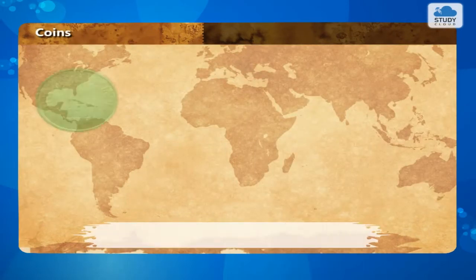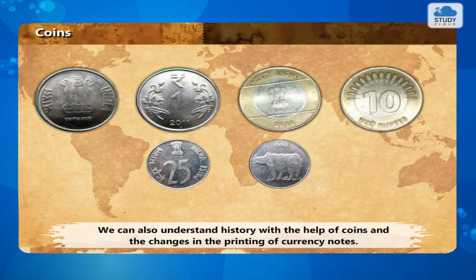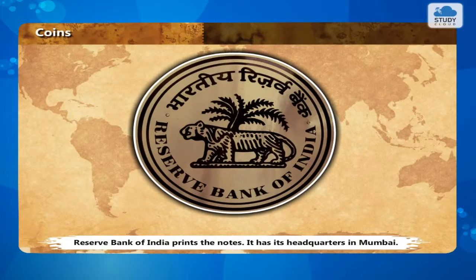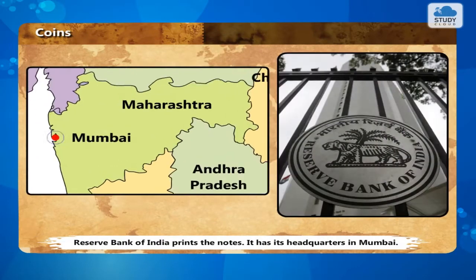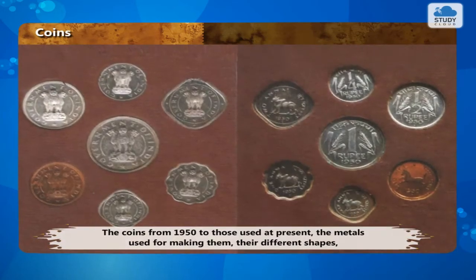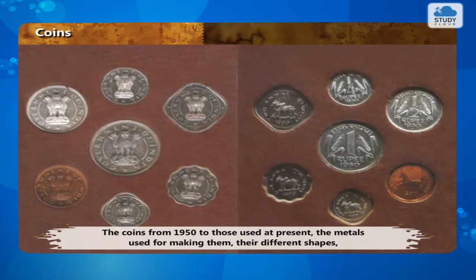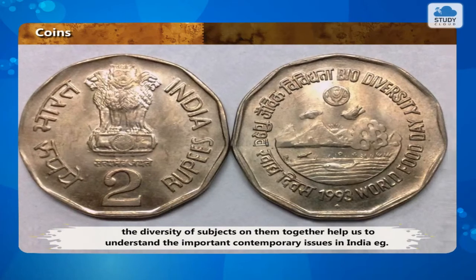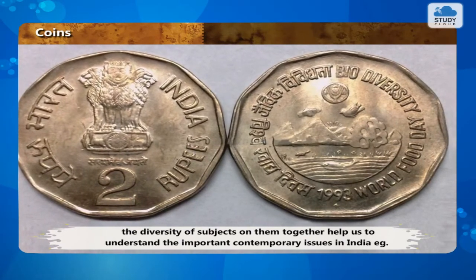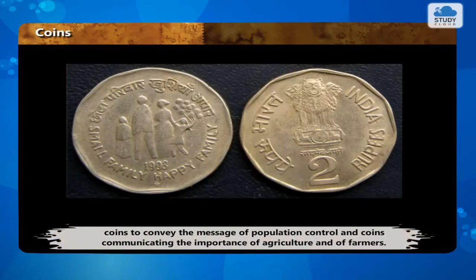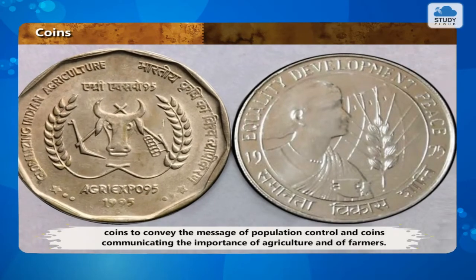Coins. We can also understand history with the help of coins and the changes in the printing of currency notes. Reserve Bank of India prints the notes. It has its headquarters in Mumbai. The coins from 1950 to those used at present, the metals used for making them, their different shapes, the diversity of subjects on them, together help us to understand the important contemporary issues in India. Example, coins to convey the message of population control and coins communicating the importance of agriculture and of farmers.